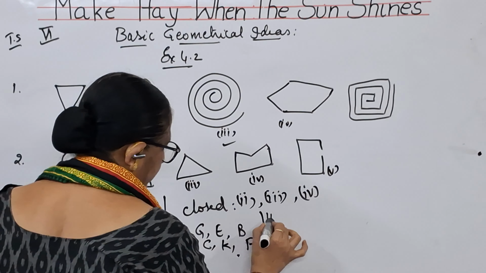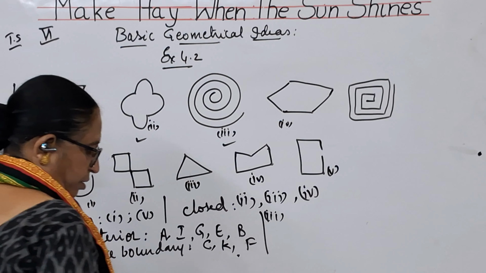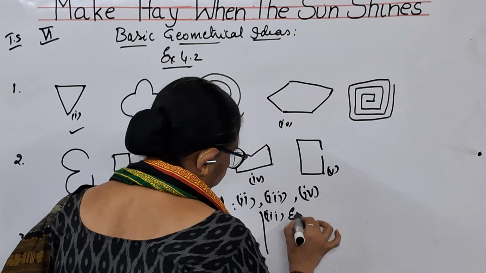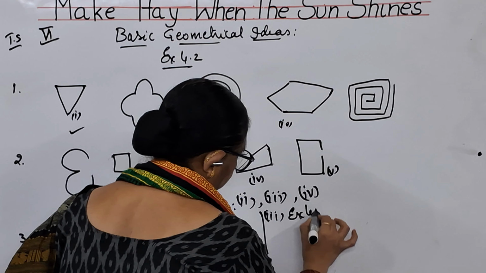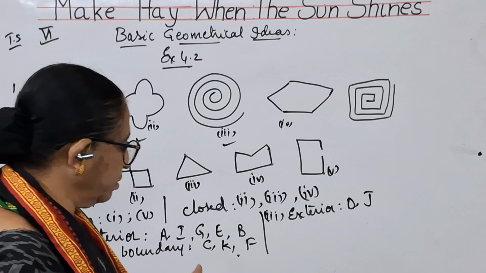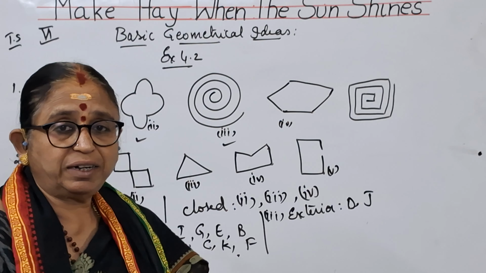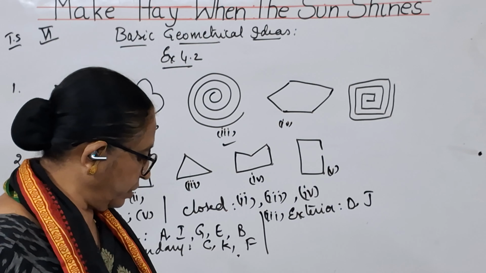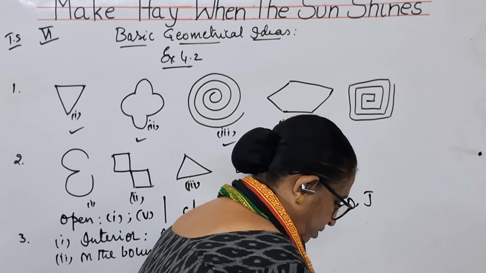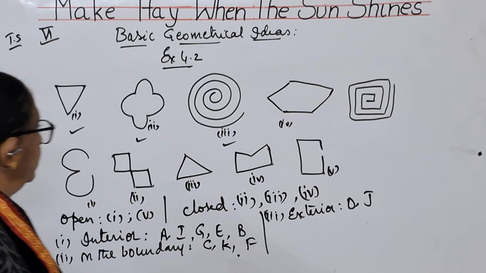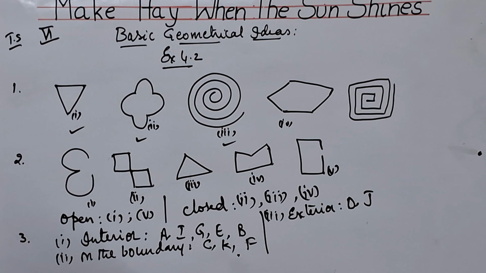And the third bit is exterior. Exterior means outside the figure. Outside the figure, there is a letter D and a letter J. That's all, children. These are the ones. There are certain points given in the figure without any indication of the letter, so we cannot consider them. So these are three problems, children. Just note down.